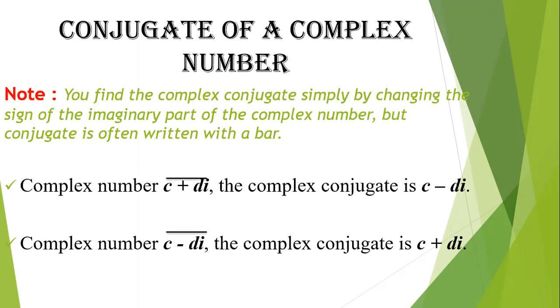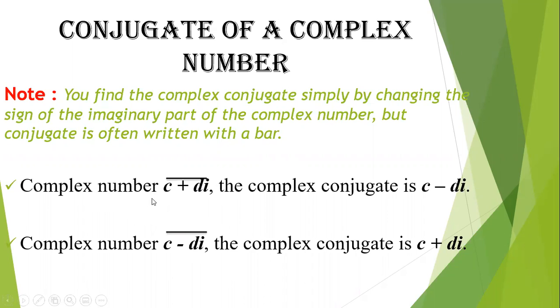Conjugate of a complex number. For us to find the complex conjugate of a complex number, we simply change the sign of the imaginary part of the complex number. Also remember that the conjugate is written with a bar over it, as shown here. Some books may have a bar, some will not.